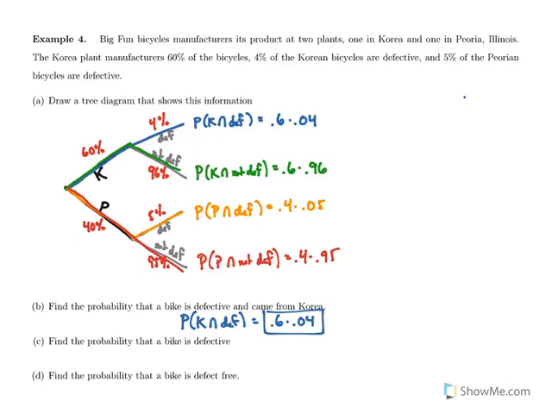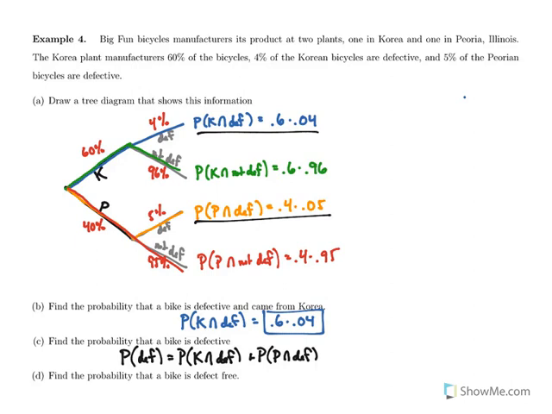Find the probability that a bike is defective. So the probability of defective is going to be the probability that it's Korean and defective plus the probability that it's Peorian and defective. We're going to add together our two defective parts of our tree diagram. So that's going to be 0.6 times 0.04 plus the 0.4 times 0.05.